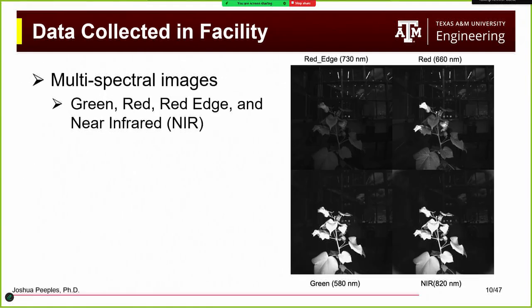Like I mentioned before, and Noah also mentioned during his talk, the facility collects multispectral images. Instead of just a typical RGB, we can collect 4 different spectral bands, ranging from green, red edge, red, and also near infrared, which was mentioned before. This is an example. Just looking at it, it looks like your typical grayscale image, but it's captured across different bands of what we're looking at with the plants.